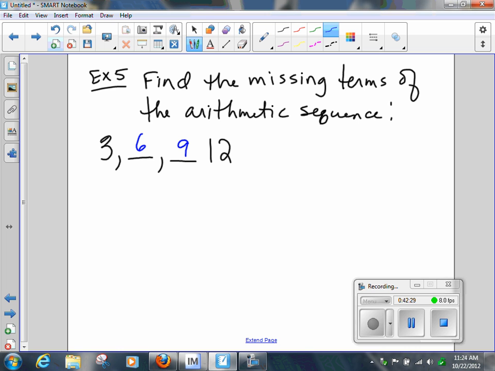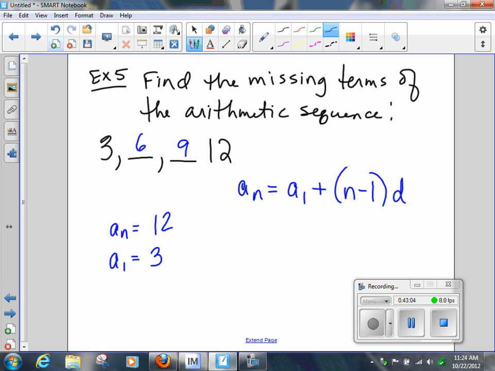So what are we going to use? What's the only thing we have to use? Our formula. Okay, here we go. A sub n is equal to a sub 1 plus n minus 1 times d. What is our a sub n in this case? What's our last term in the sequence? 12, isn't it? What's our a sub 1? 3. How many numbers? There are 4 numbers.